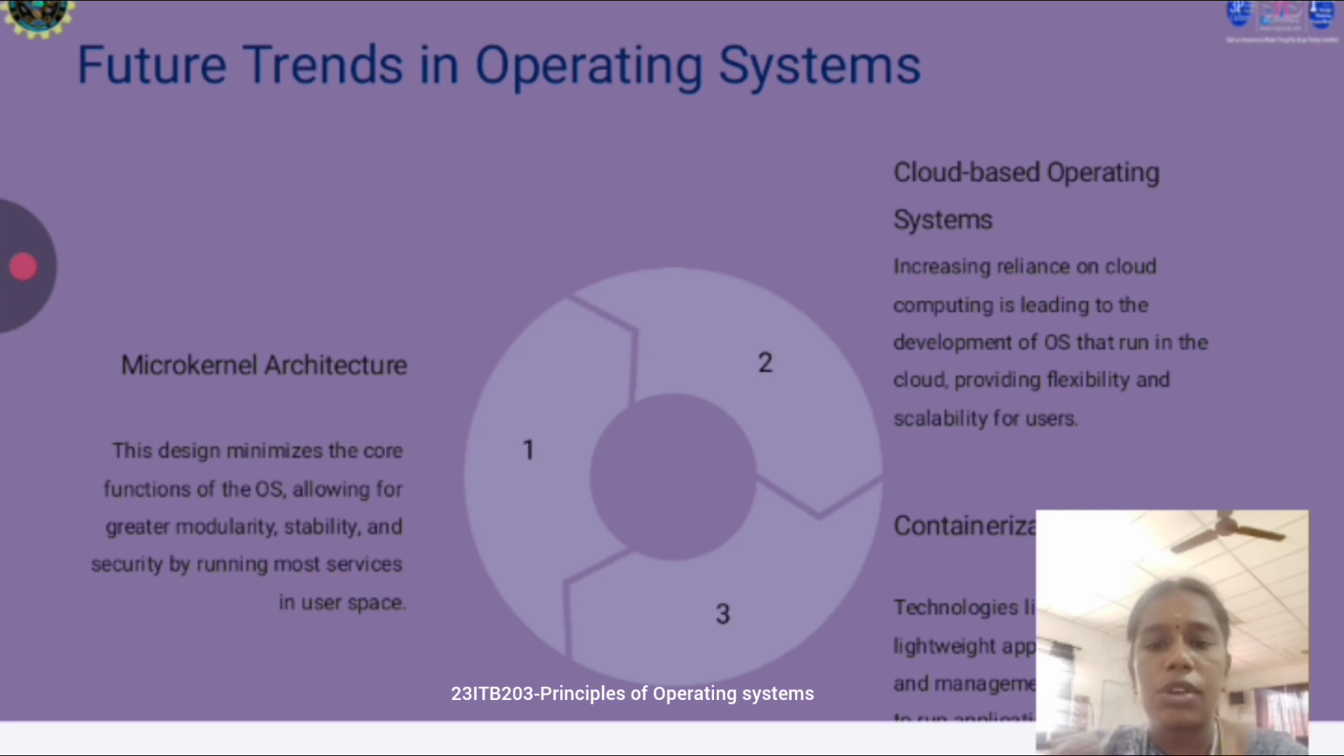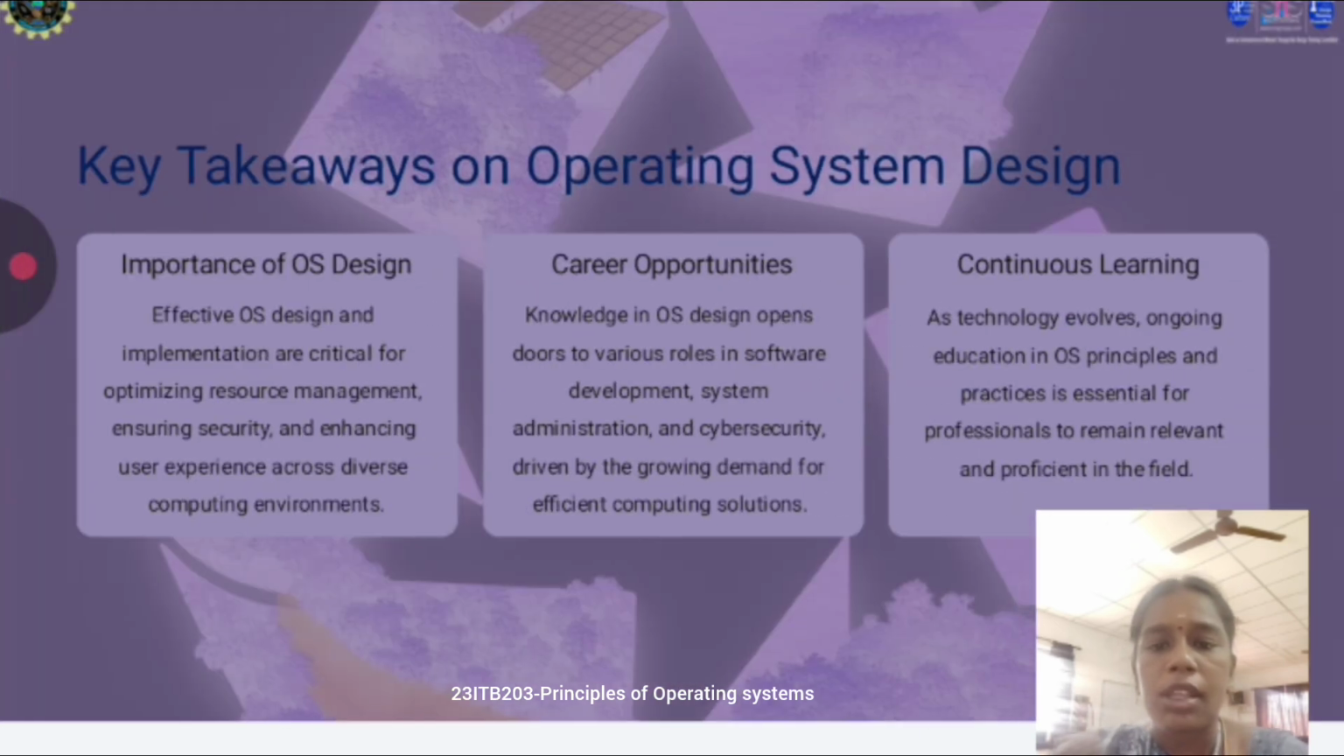Next one, future trends in operating systems. It may be microkernel architecture, cloud-based operating systems, and containerized architectures. These are going to be the future trends in the operating systems. And then key takeaways on the operating systems, we can take the importance of the OS design. Here we have effective OS design and implementation are critical for optimizing resource management.